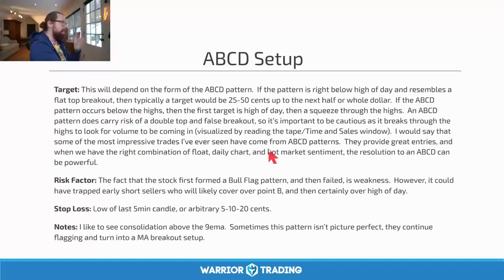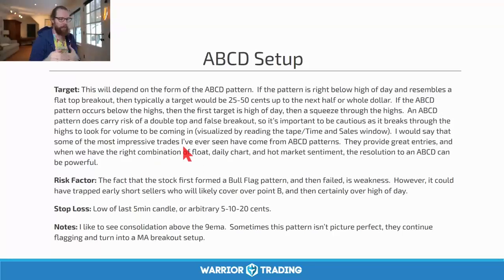Now, I would say that some of the most impressive trades I have ever seen have come from ABCD patterns. And I think it's the combination that the initial false breakout of the bull flag attracts short sellers because initially it's a sign of weakness. You have a stock that's really strong, it does a bull flag, and then as it starts to resolve, it runs into a ceiling and it can't break through the high, whether it's a double top or a consolidation well below the high. And so I think that attracts short sellers who naturally set stops at high of day.